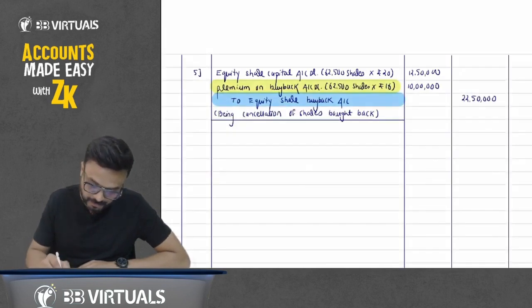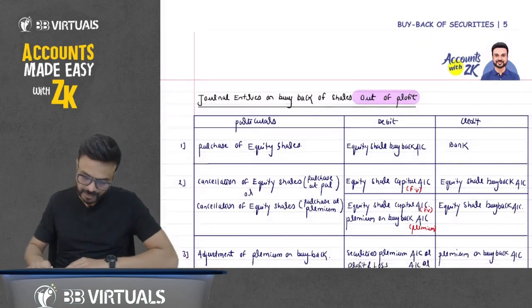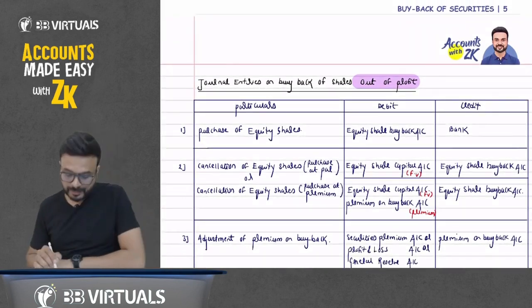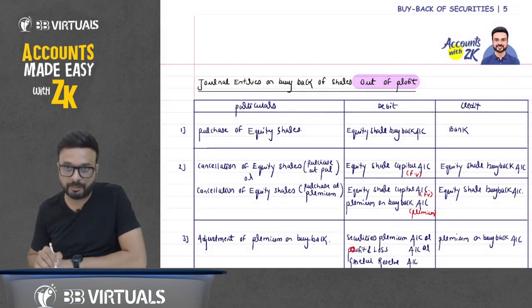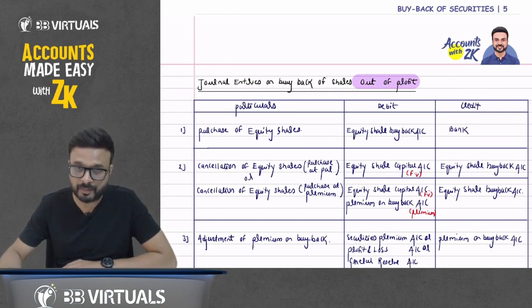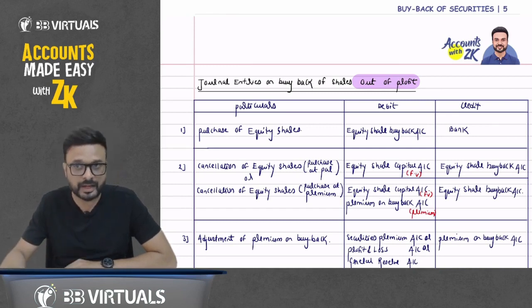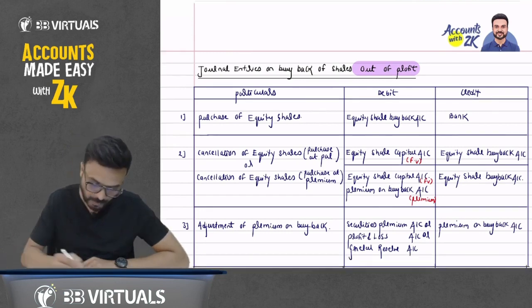One important thing here: premium on buyback can be written off against securities premium, profit and loss, or general reserve. How much premium on buyback do we have? 10 lakh that we want to write off. They have enough balance in securities premium, 12 lakh something. So don't worry, we can write it off against the securities premium account.